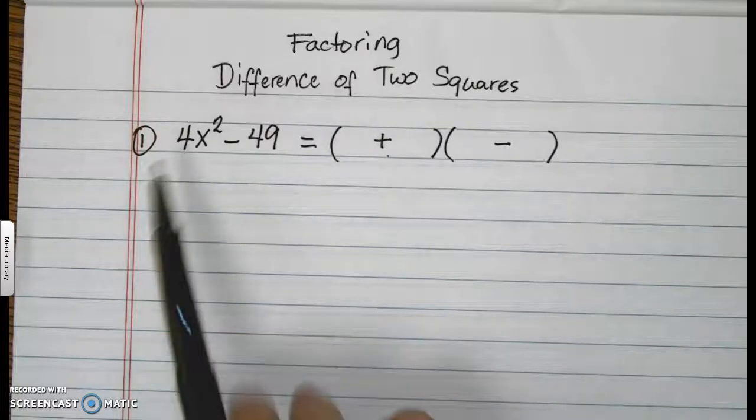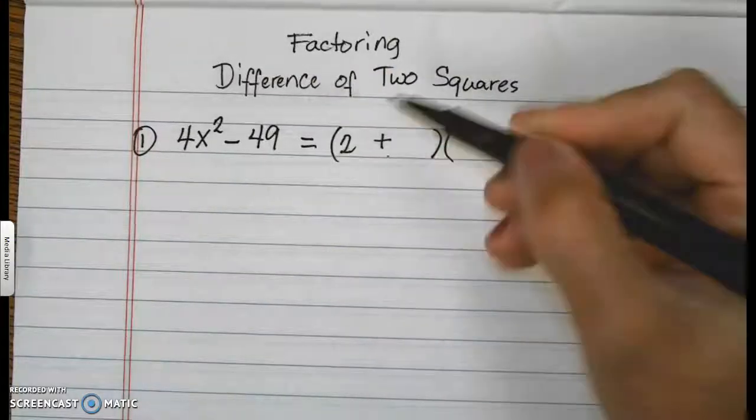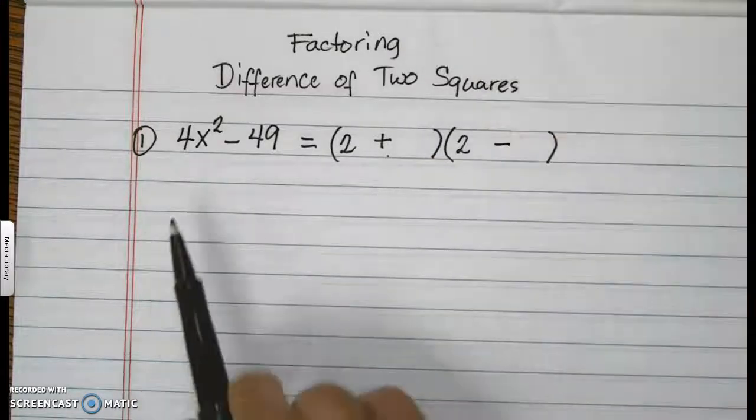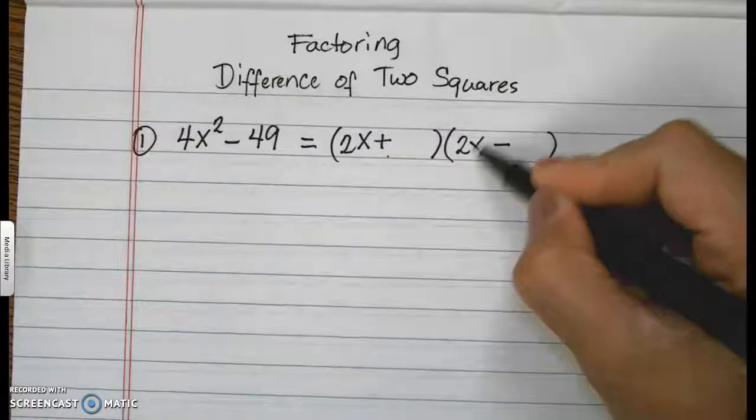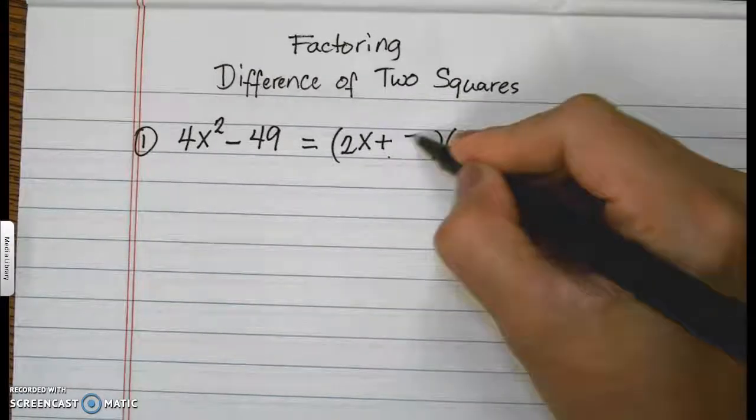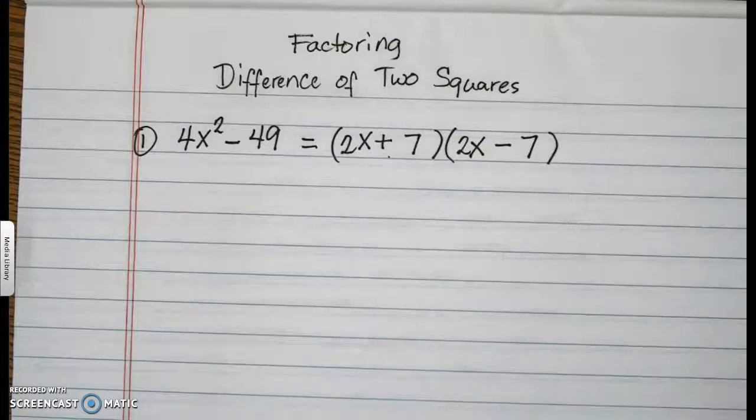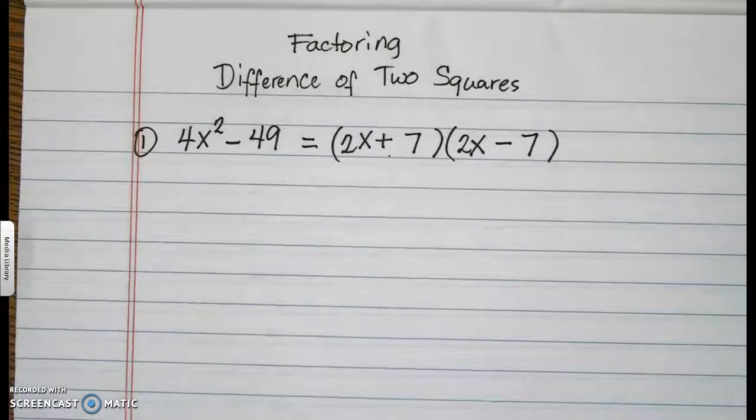The square root of 4 is 2, so you'll have a 2 there and a 2 there. The square root of x squared is x and x. And the square root of 49 is 7 and 7. And that's it. Those are the factors of 4x squared minus 49.